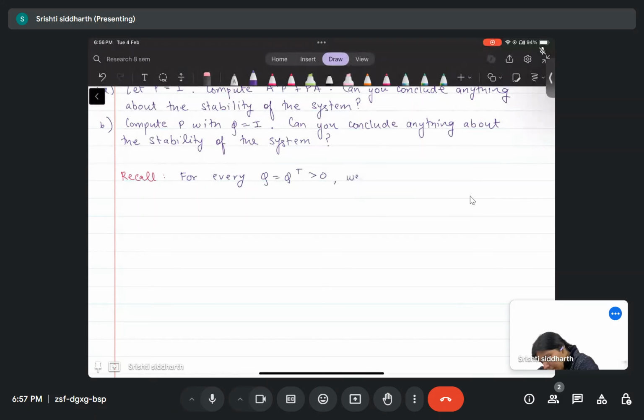Let's see. Given Q, we can find P, which solves this equation, and then find out if P is positive definite. So if P is positive definite and symmetric, then the LTI system is asymptotically stable. But observe that the first part already talks about a given P, and then we have to conclude about the stability of the system. Alright, so let's move on.